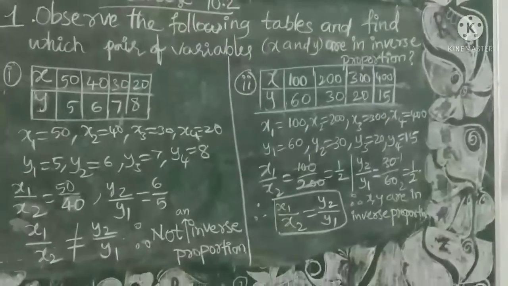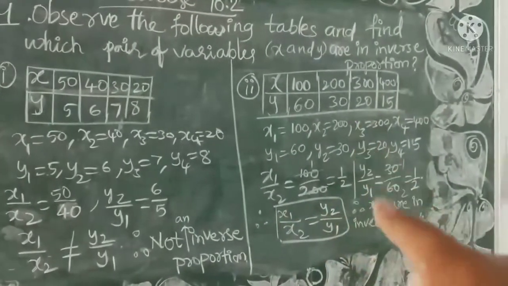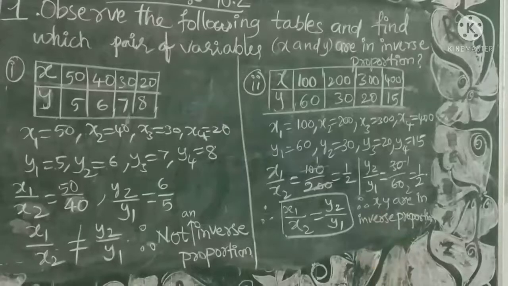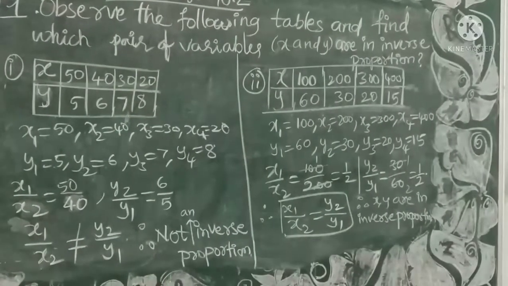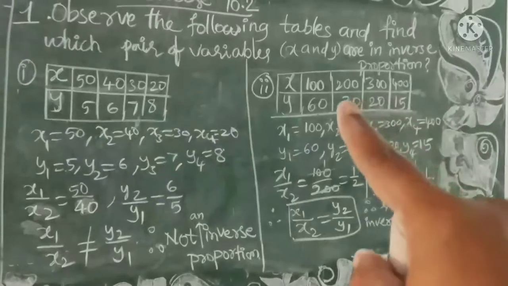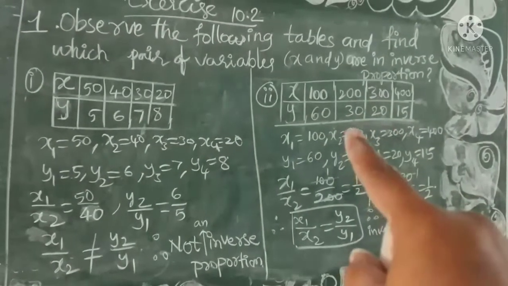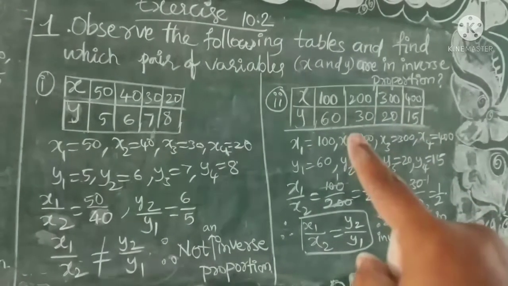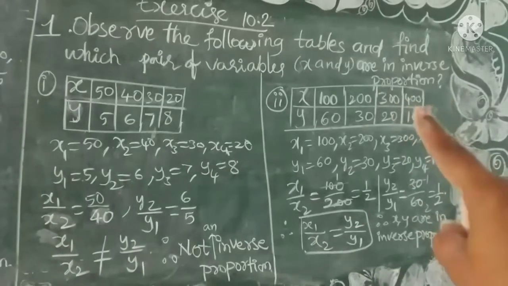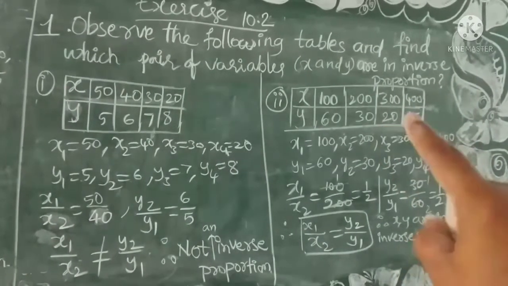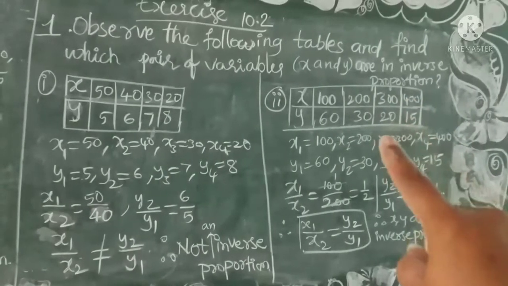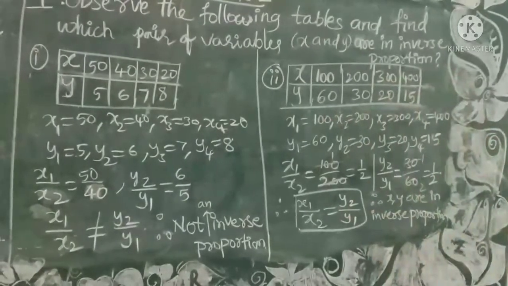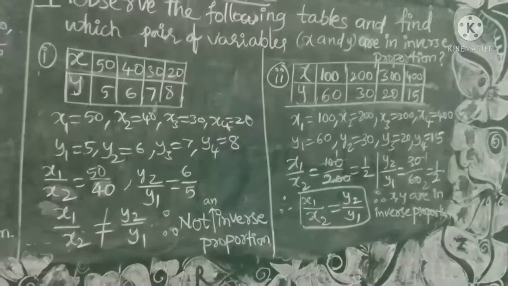Next, second case. If I try x1 by x2 and y2 by y1, then we got the same answer. Therefore x, y are in inverse proportion. We have to check the remaining also. x2 by x3 is equal to y3 by y2. We will get the same answer: 200 by 300 is 2 by 3, 20 by 30 is 2 by 3. And x3 by x4 is equal to y4 by y3: 300 by 400 is 3 by 4, 15 by 20 is also 3 by 4. Therefore, this condition holds for all 4 numbers in the table. Therefore, x, y are in inverse proportion.